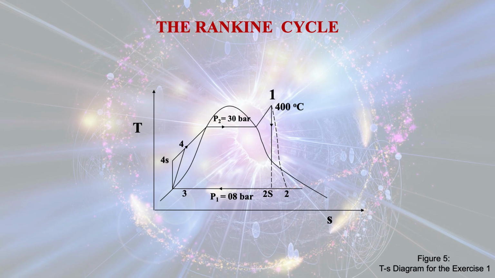Now if you write S1 and S2S, and H2S is equal to H3 plus X2S multiplied by HFG3, that you will get from the steam table. So you can calculate the value of the dryness fraction, that is X2S. Once you calculate X2S, you can proceed further.